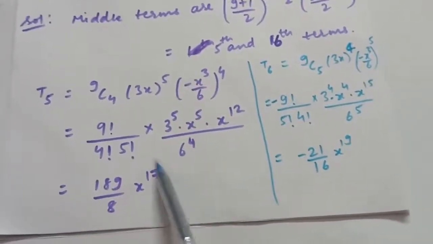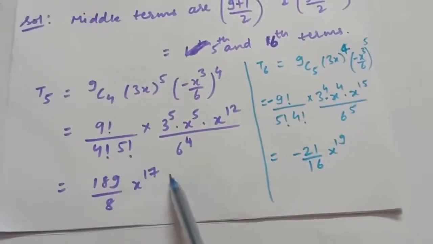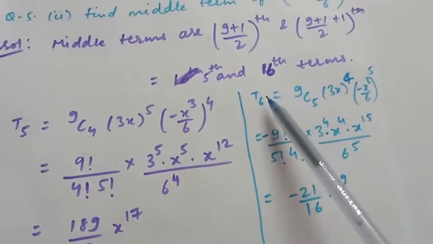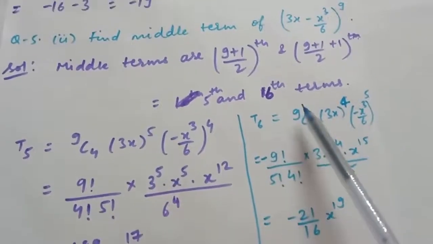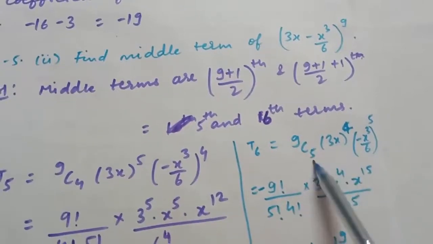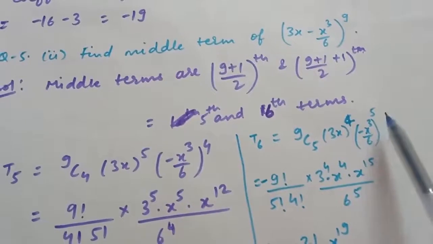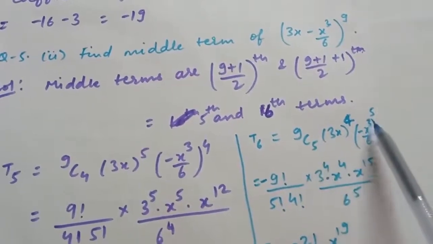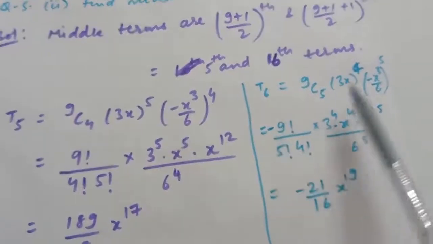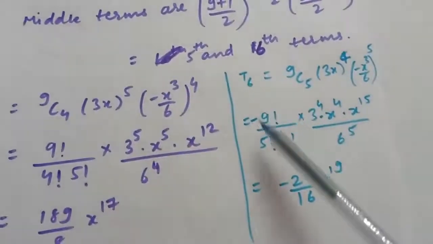So when you will solve it, you will get the answer as 189 upon 8 x raised to the power 17. Similarly, find out the sixth term, that will be 9C5 (3x) raised to the power 9 minus 5, that is 4, into (minus x cube by 6) raised to the power 5. Taking this minus outside, because minus 1 raised to the power 5 is minus 1.